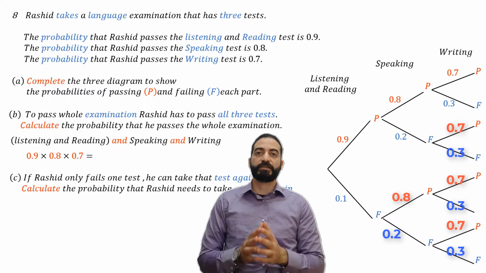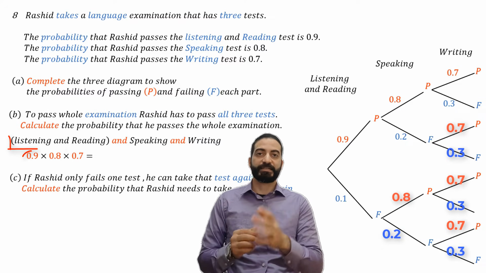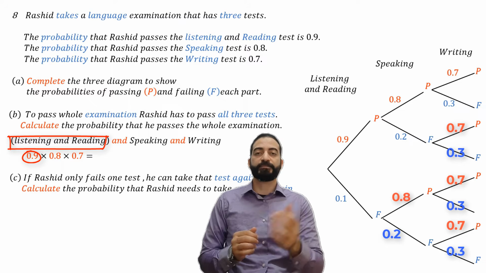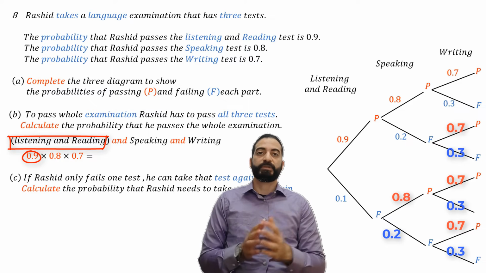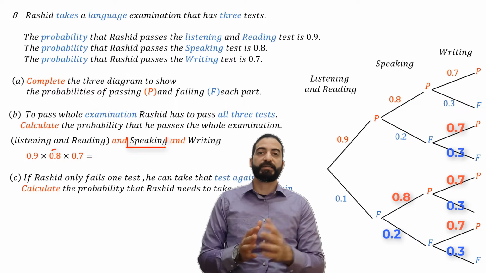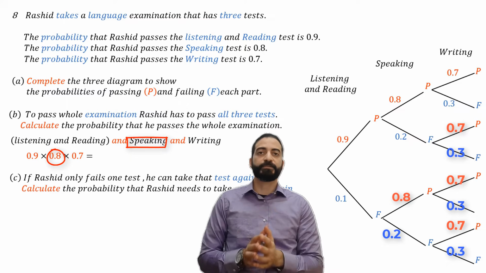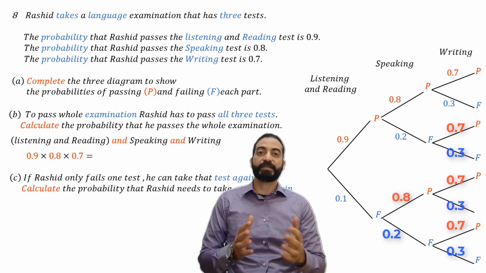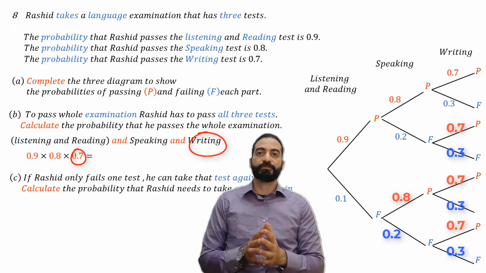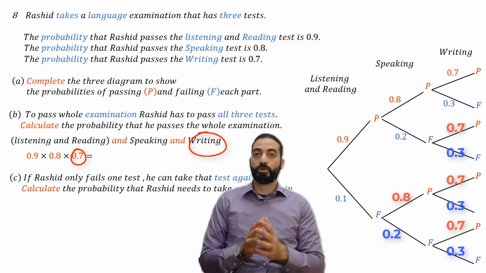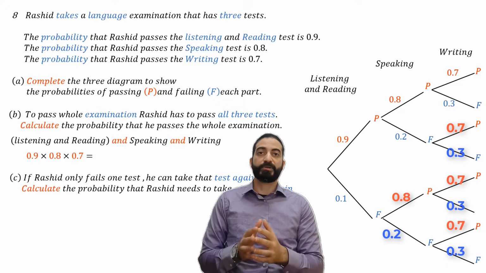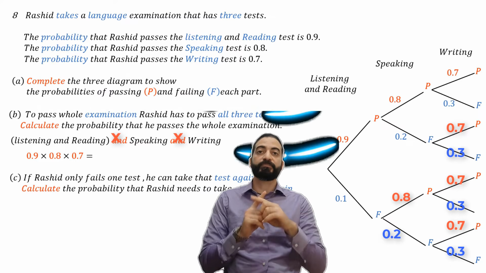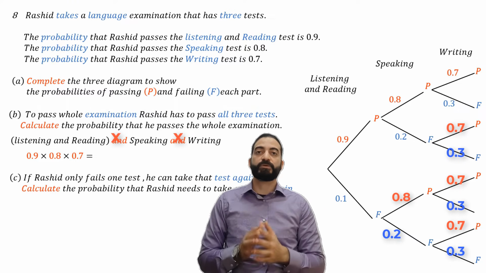The probability that Rashid passes the listening and reading test is 0.9, and the probability that Rashid passes the speaking test is 0.8, and the probability that Rashid passes the writing test is 0.7. And the word "and" in probability means multiply, and in this way we get the answer.